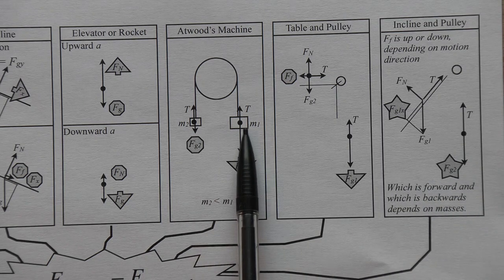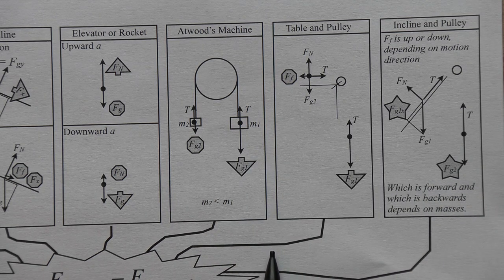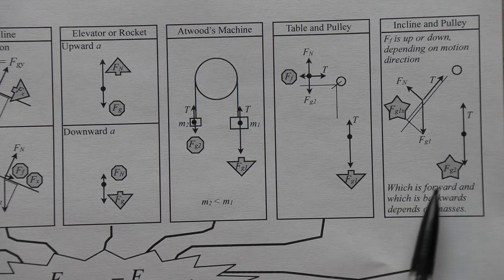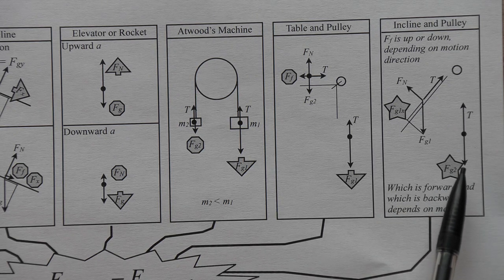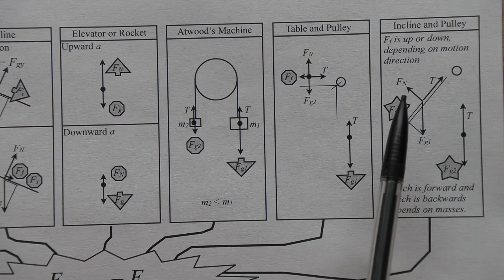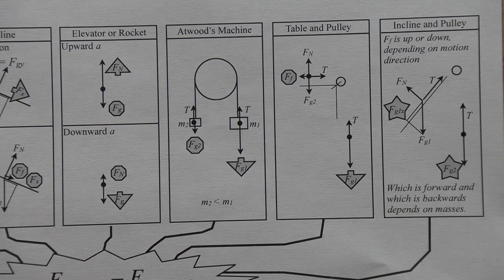Here it's easy to see. This is bigger. It's going to go down, right? More massive. Here you can't tell. You've got to find that x component and compare it to the weight here. So it might be F net is this minus that, or if this is going down, then F net is that minus that. Okay? All over the total mass.